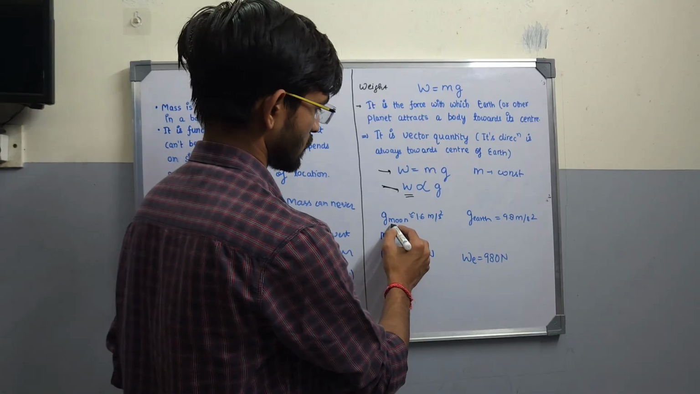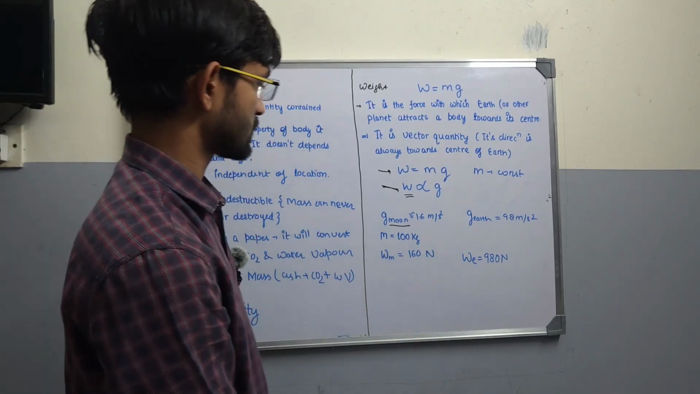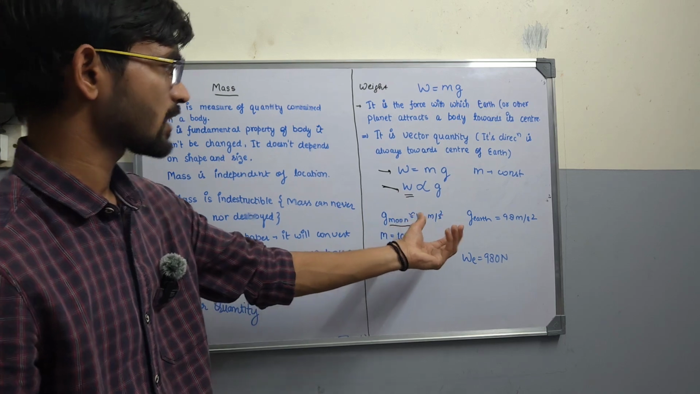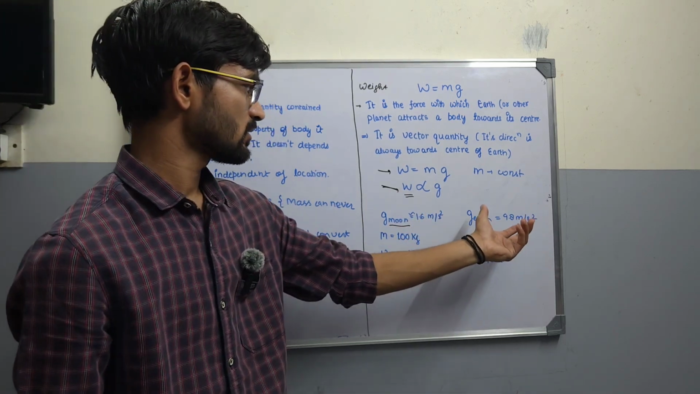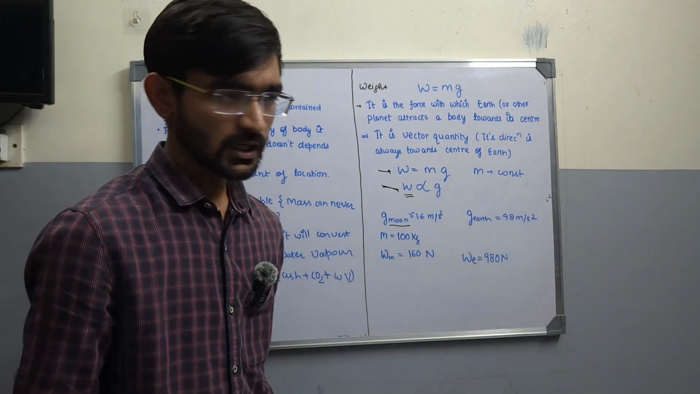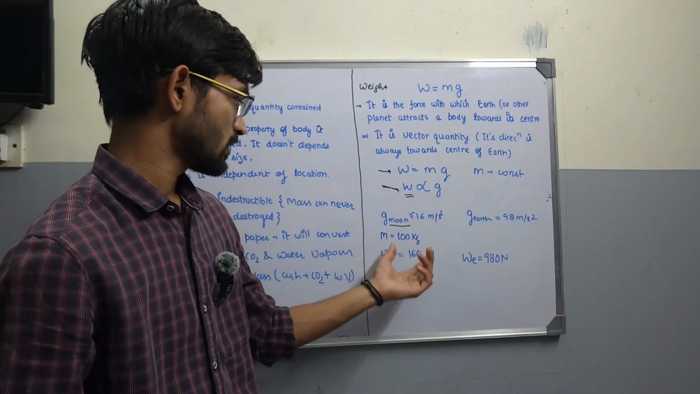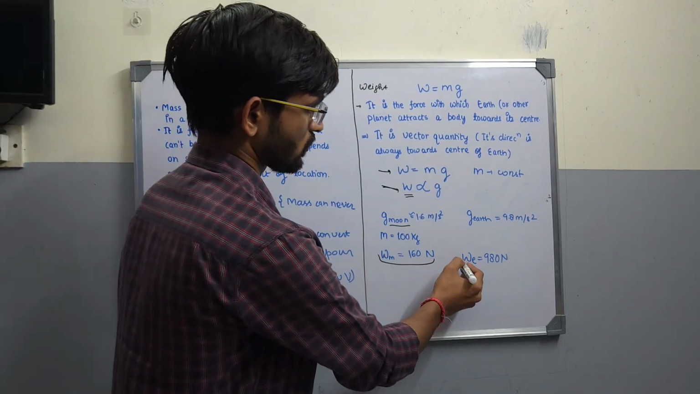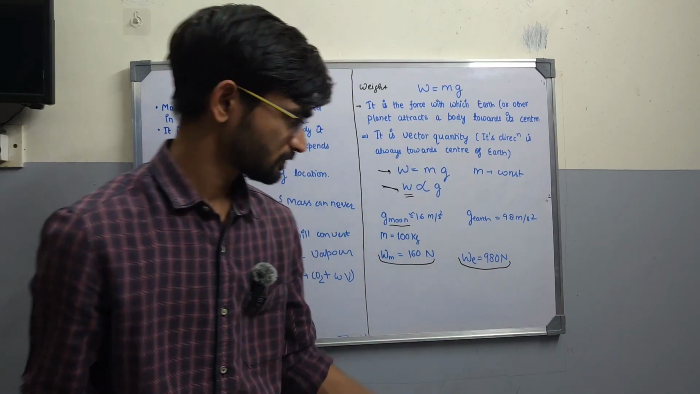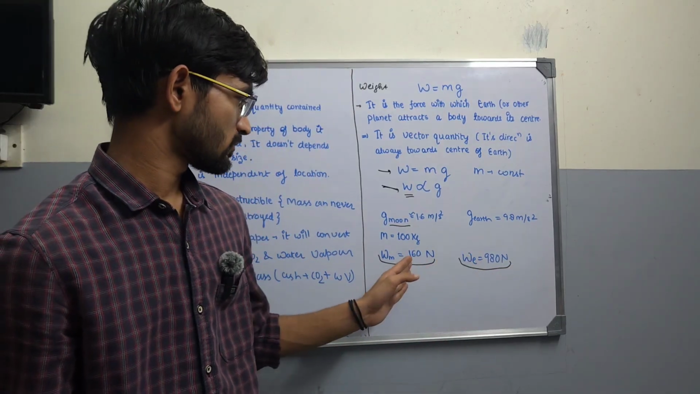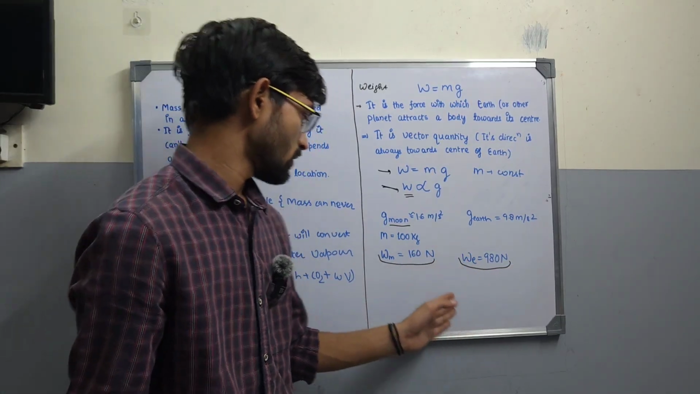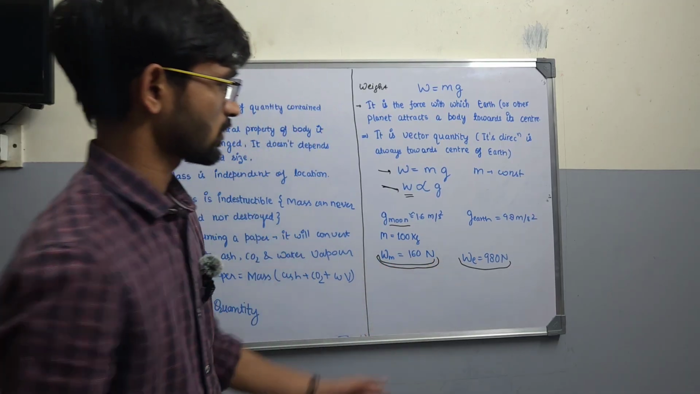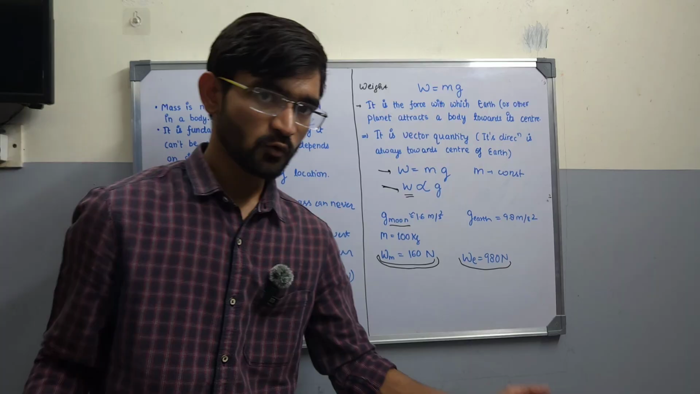Now suppose acceleration due to gravity on the Moon is around 1.6 meter per second square, and g on Earth is 9.8 meter per second square. So if you take a body of mass 100 kg, its weight on the Moon will be 160 newton, and its weight on Earth will be 980 newton. This much difference in the weights, or you can say in the force exerted by the Moon and Earth on a body.